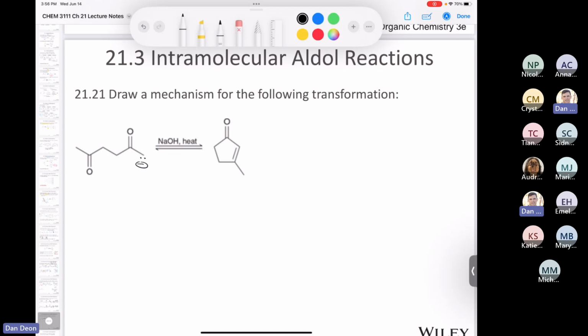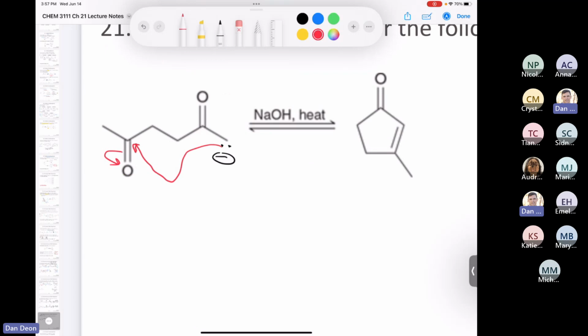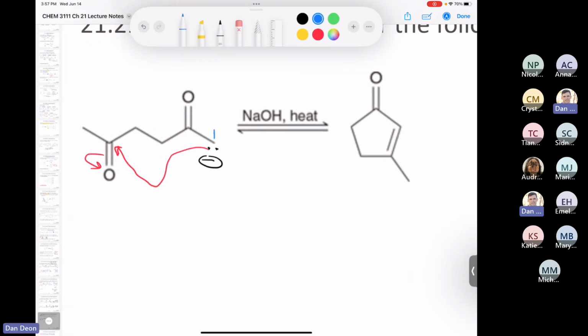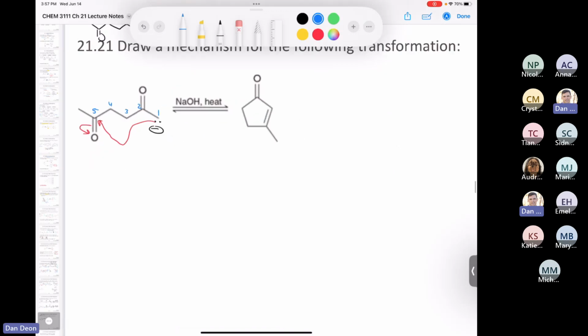So first, what happened is we have an alpha proton here. The hydroxide is going to rip off that alpha proton, and then you end up down here. Good with me on that? All right, so let's get started on our mechanism. We're going to do a nucleophilic attack like this. Now let's draw what we have. Count the carbons very carefully: 1, 2, 3, 4, 5. So let's draw our ring that we're going to form. It's going to look like this.